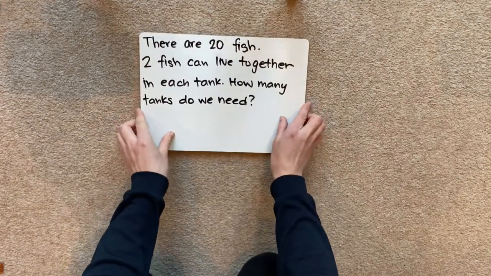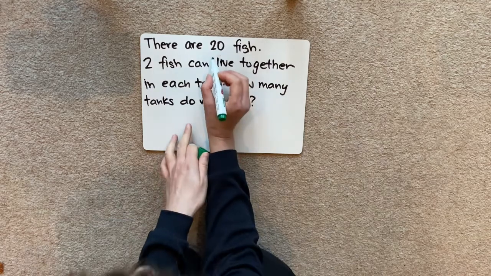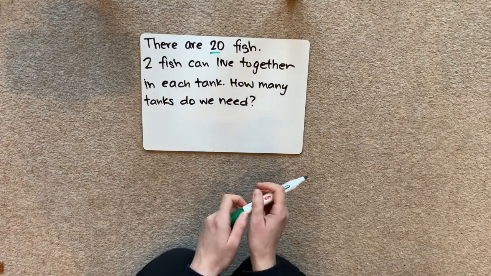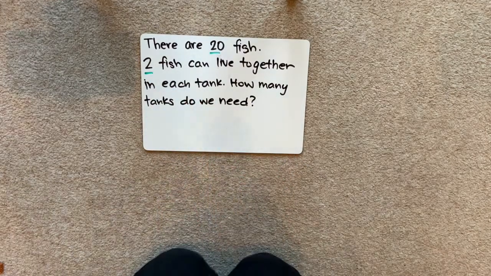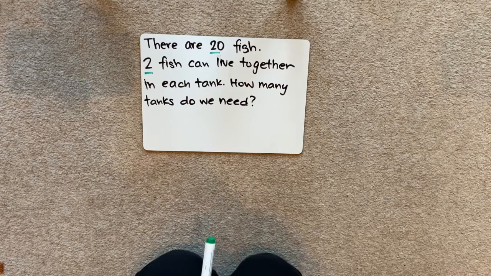I've got a question that we will read, and I want you to think about how this question is different from the ones that we've already been doing. There are 20 fish. 2 fish can live together in each tank. How many tanks do we need? What do you think is different when you think about this question compared to the ones we were doing yesterday and the day before?